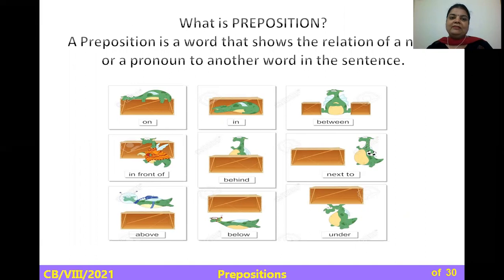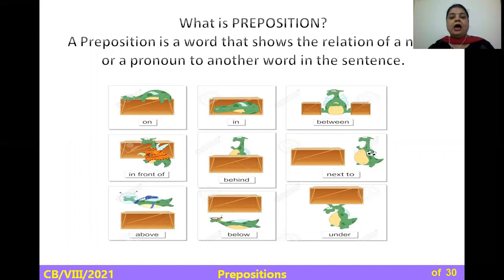A preposition is a word that shows the relation of a noun or a pronoun to another word in the sentence. Let's look at some examples in the given image. The dragon is on the box. The dragon is in the box. The dragon is between two boxes. The dragon is in front of the box. The dragon is behind the box. The dragon is next to the box.